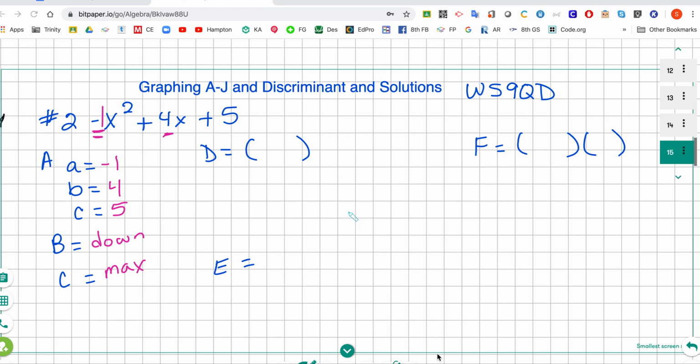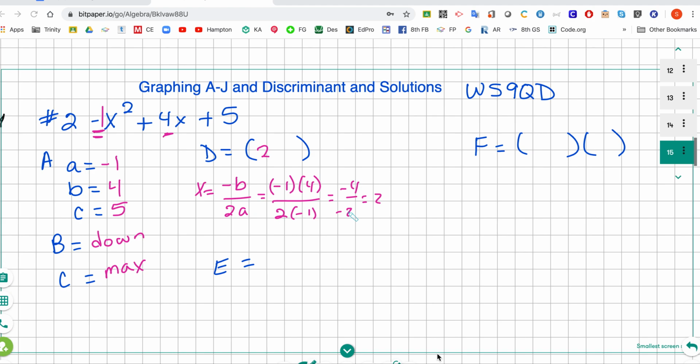Now let's go ahead and find our vertex. In order to find the vertex, we're going to use -b. This is what x is going to equal. -b divided by 2a. So -1 times 4 divided by 2 times -1. This is going to give us -4 divided by -2, which is going to give us 2. So now I know 2 is what my x value is.